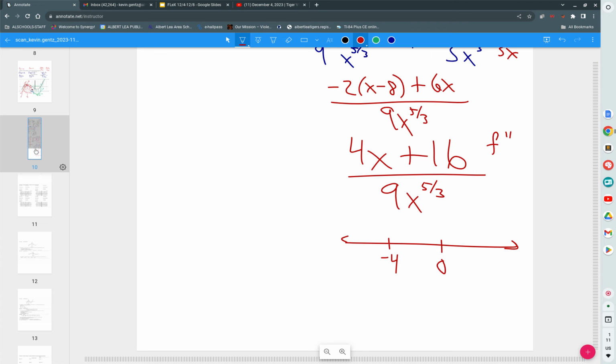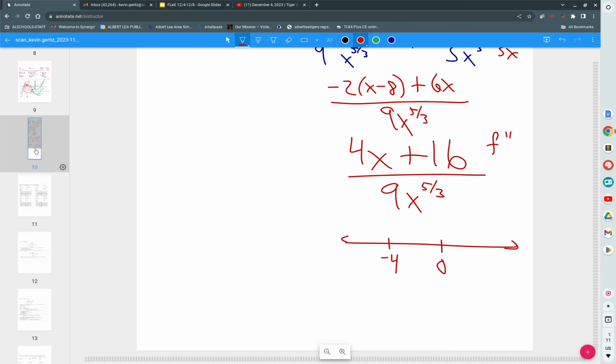This looks a little crazy. I've not seen the second derivative as a part on the AP exam. I've seen this problem, first derivative, definitely on the AP exam, and then a question tied to the second derivative, but they don't actually ask you to find the second derivative. So that's why I came up with this one.